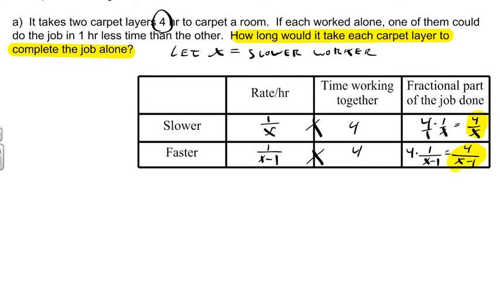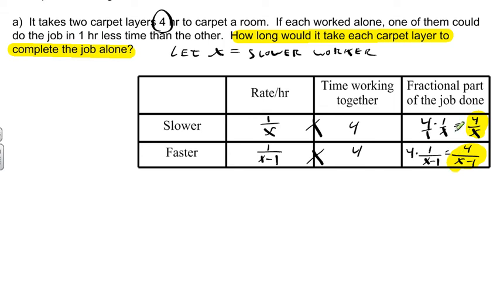These are the 2 values. These are the fractions. That means this person gets 4 over x done, and this person gets 4 over x minus 1 done. Okay, and that's the fractional part of the job that's getting done per hour there. All right? Okay, so once this is all set up here, the way that this happens is this. The slower guy can do part of the job. The faster guy can do part of the job.